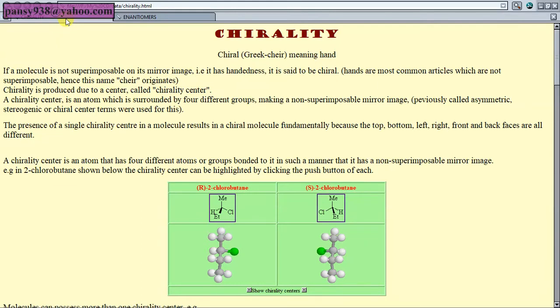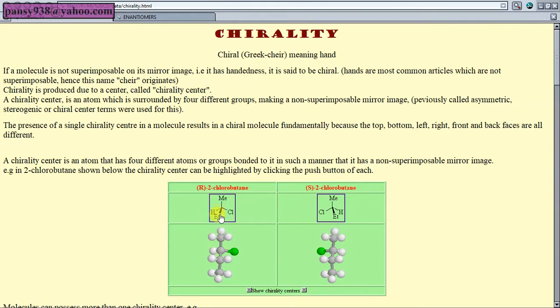A chiral center is an atom that has four different atoms or groups bonded to it in such a manner that it has a non-superimposable mirror image. For example, in this case shown here, in 2-chlorobutane, see that the carbon in the middle contains four different groups at every side.